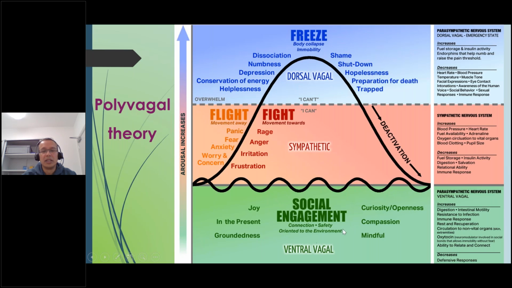So this is where we feel safe, we feel connected, we're curious and open, we're compassionate, we're joyful, we're grounded, and then we can engage with other people. So in a teacher-learner relationship, we need to have the learner present for our instructions. When they are in the social engagement state, they can only then receive what we are giving to them.